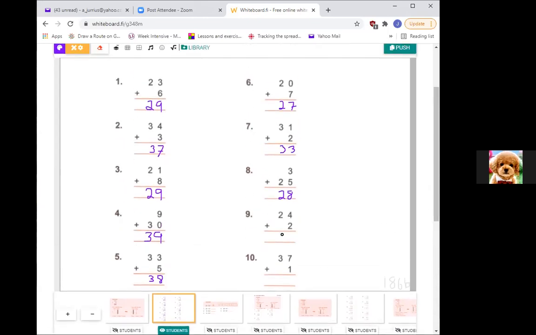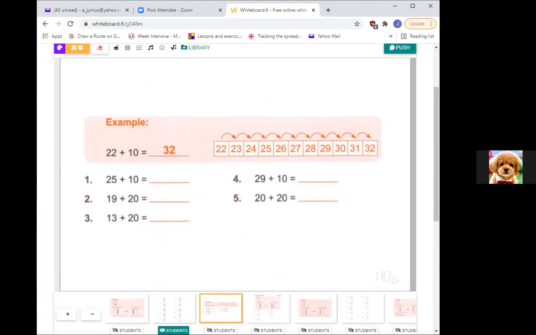Number 9 is 24 plus 2. 4 plus 2 is 6. And 2 plus 0 equals 2. So it's 26. Thank you so much. Maxim, can you do number 10? 38. 7 plus 1 is 8. 3 plus nothing is 3. 38. Nicely done.